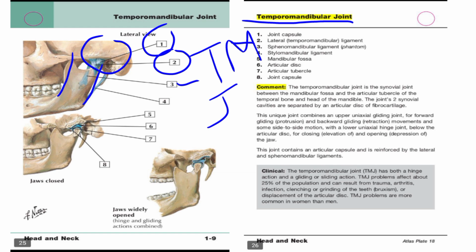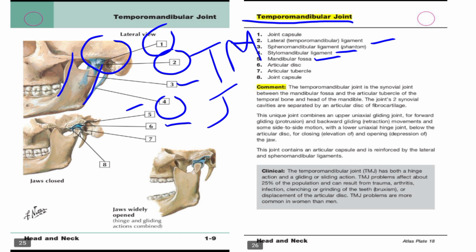The third label is the sphenomandibular ligament. The fourth one is also a ligament, that is the stylomandibular ligament. Fifth, you can see, is the fossa, that is the mandibular fossa.